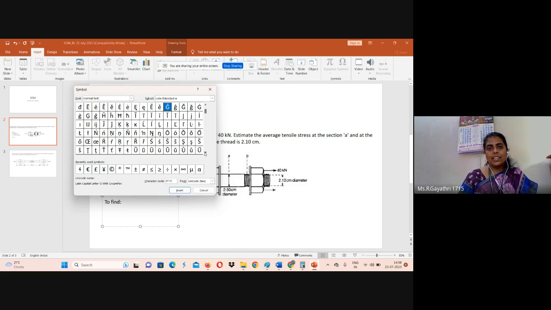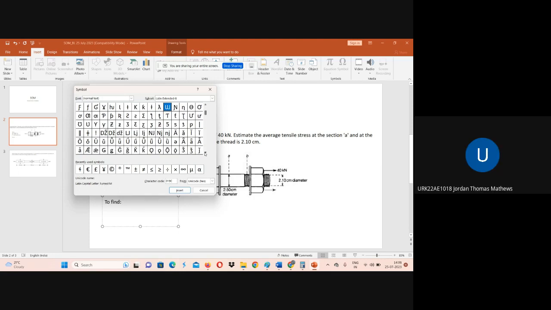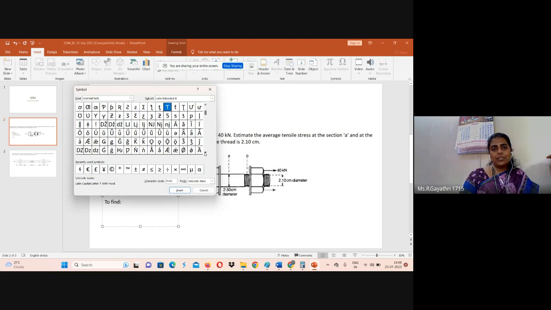After writing, you can use the stress formula. What is the stress formula? Stress is load by area. Okay, you can substitute the load value and area at section A, followed by area at section B. Here the same load is acting throughout the component, so 40 kilonewton is the same at section A and section B.